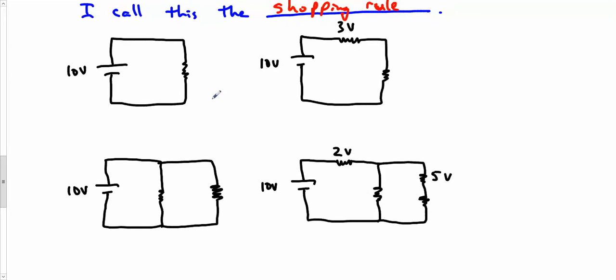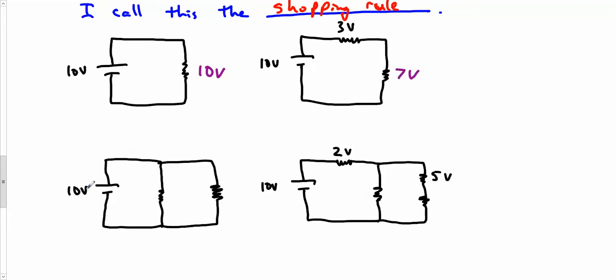The battery is supplying 10 volts of potential difference. So your mom gave you $10. How much are you going to spend in this one store, if that's the only store you go in as you walk through the mall and get back to her? 10 volts. Let's do this one. Mom gave you 10 volts. You spent $3 in this store. How much are you going to spend in this store before you go back to see your mom? You're going to spend 7 volts.